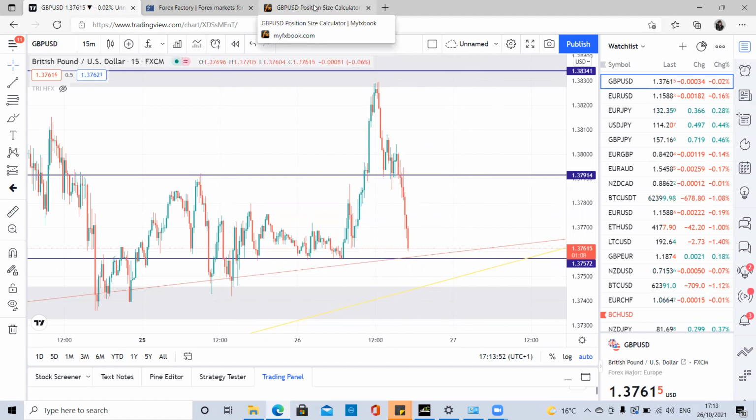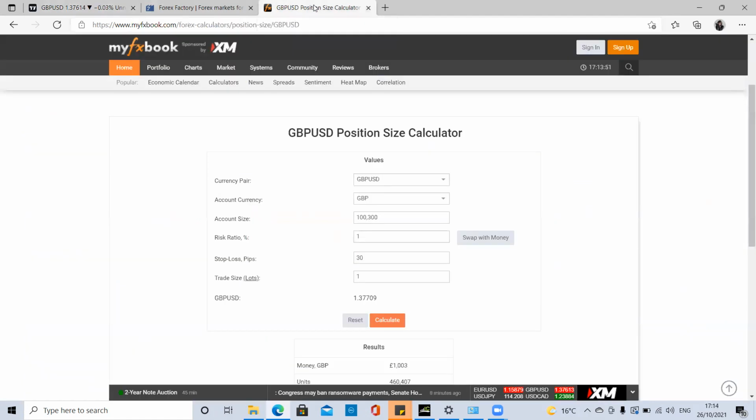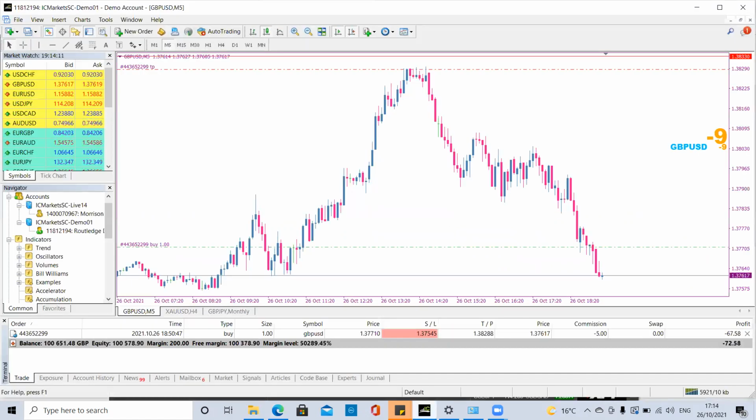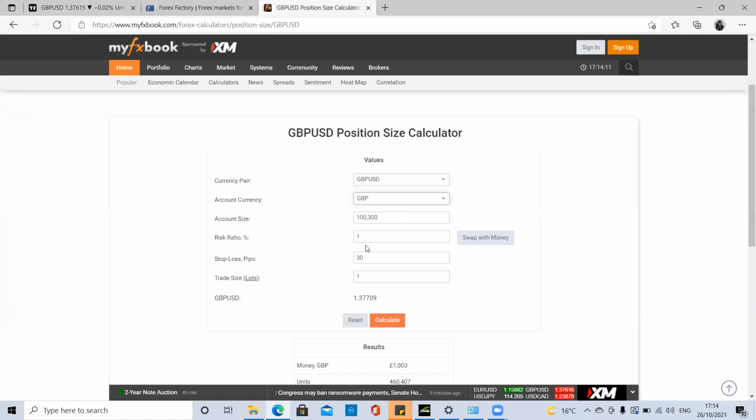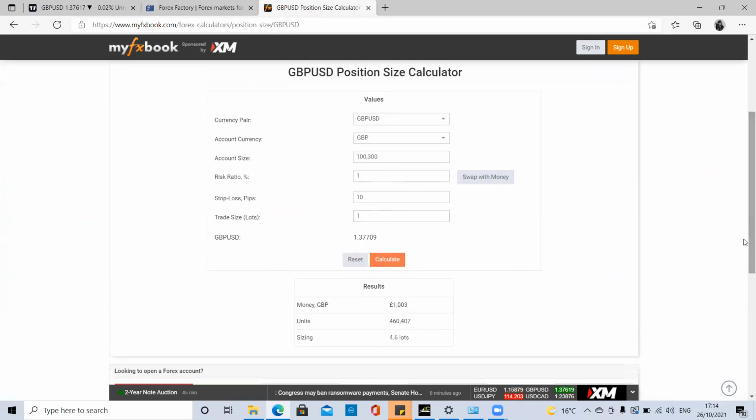So how do I know what lot size to use? I'm going to come to my calculator and put in my currency pair that I'm trading, which is pound US. The account that I'm using is pound, but you might be using a US dollar account, so make sure you put the right one. Then you put your account size. I think my demo is around about that. Yeah, we'll see with that. And then let's say I'm going to risk 1% and my stop loss is actually 10 pips, which is telling me if I go down what lot size to use.